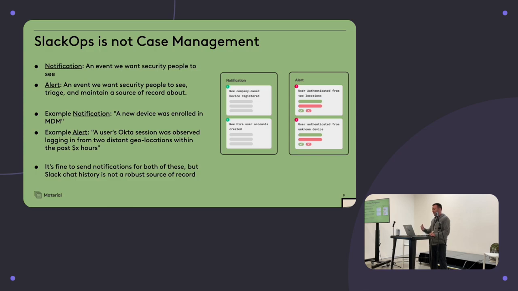There's no follow-up action associated with that. But if there is something like an Okta session was observed logging in from two locations within the past hour, I want to follow up on that. I want to know that it is actually safe and expected behavior. And I want proof somewhere that I've actually looked into this, to show that when these things happen that we have said we think are bad because we wrote a detection for it, I'm actually investigating these things. So in my opinion, it's fine to send notifications for these, but I don't think Slack chat history is a robust source of record.